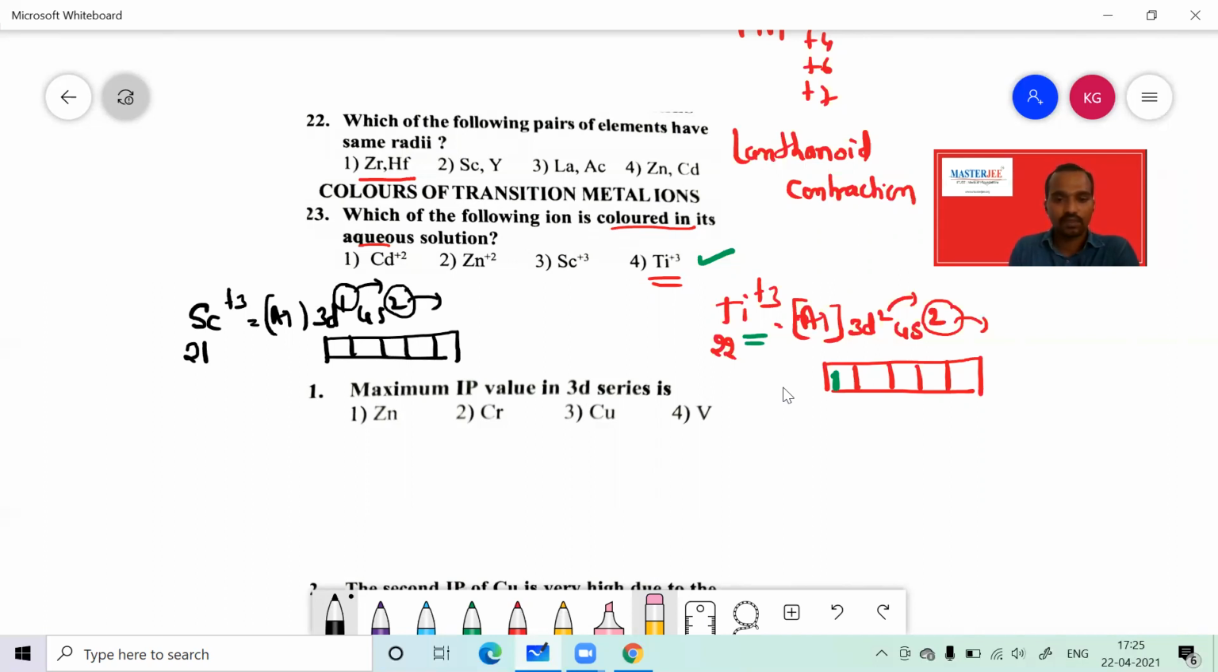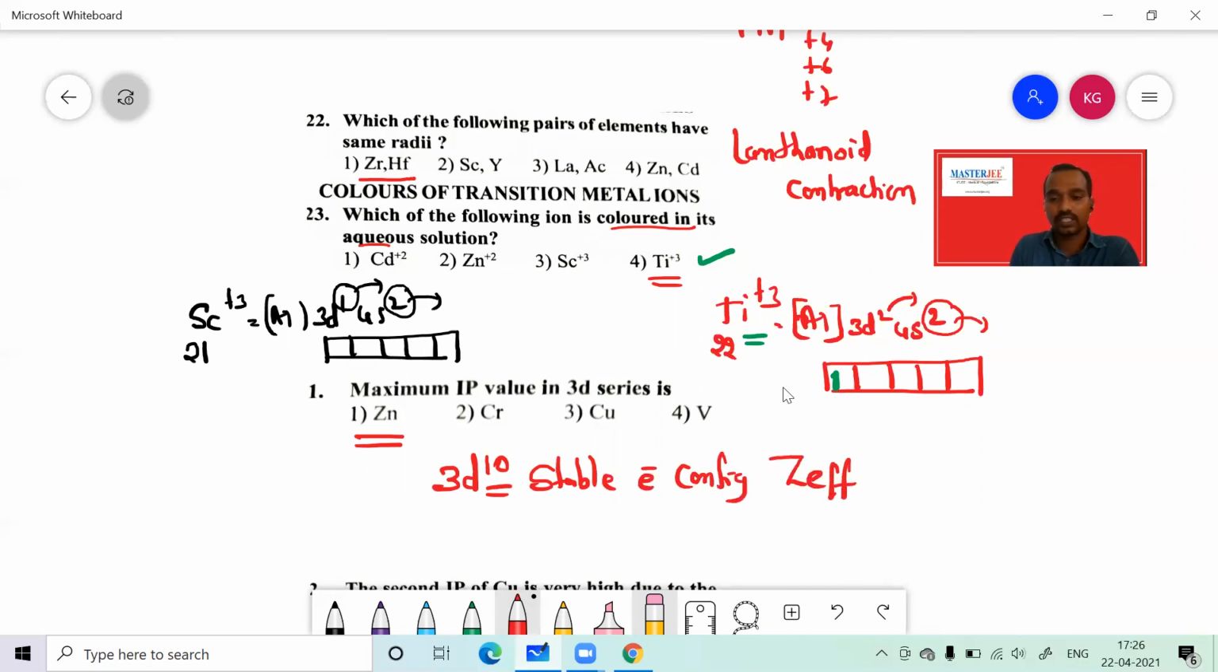Next, maximum IP value in the 3D series, from scandium to zinc. Zinc has the highest ionization potential. Why? Because of its stable 3D10 electronic configuration and the highest effective nuclear charge.